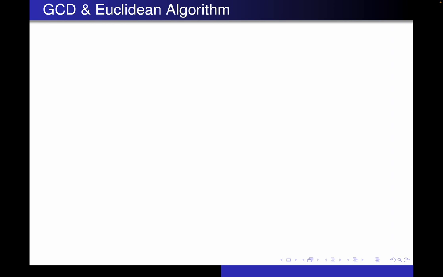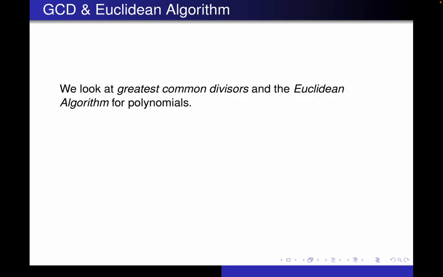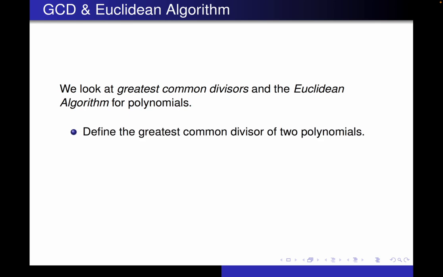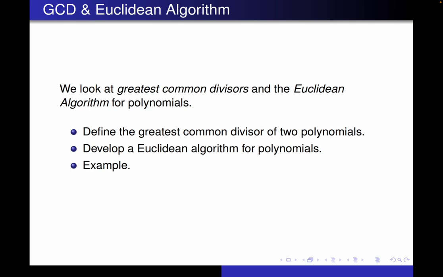We're now going to continue with looking for some of the parallels between what we studied in divisibility with integers and what we studied with divisibility in polynomials by looking at greatest common divisors and developing a Euclidean algorithm for polynomials. So first, we're going to define what the greatest common divisor of two polynomials is. We're going to develop a Euclidean algorithm for polynomials. And then we're going to look at an example.